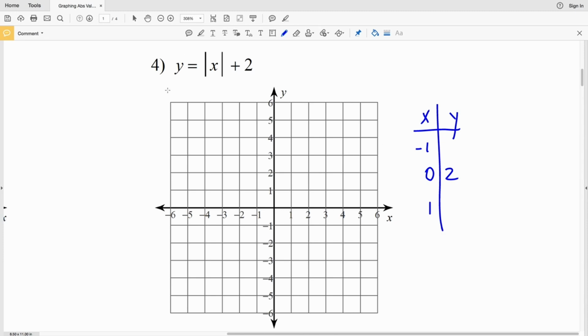So if I plug in a negative 1, I get positive 1 plus 2, since the absolute value of negative 1 is positive. So y is going to be equal to 3, since 1 plus 2 equals 3. X negative 1, y positive 3, and then plug in a positive 1. The absolute value of positive 1 is 1, so 1 plus 2 is also 3. Graphing those 3 points, we'll have negative 1, positive 3, 0, 2, and then 1, 3.